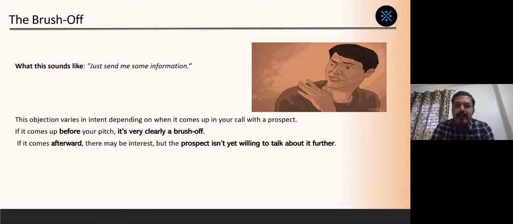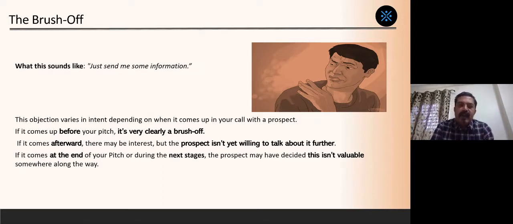And there might be a situation where you've started explaining your product and service, and somewhere in that process he says, "I need to go for some other meeting, can you send me some information over email?" Or even after you have completed the pitch and explained the whole thing, told him about the benefits, and towards the end, or in the next stages, like when you're presenting a demo or a proposal, he says, "Okay, send me something on email, I'll get back to you," or "I don't have time right now, can we do it a little later? I'll revert to you." These are typical brush-offs.